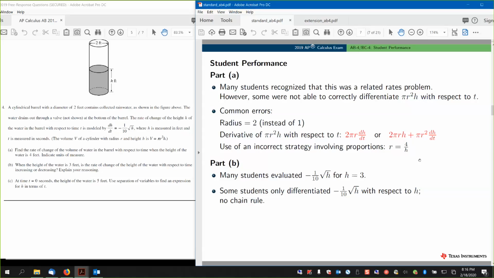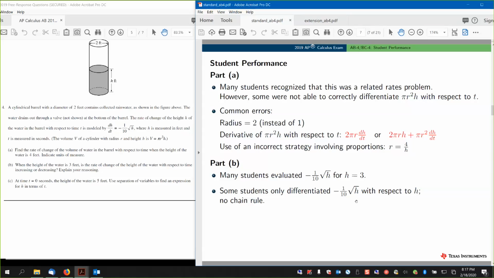So yeah, very interesting. And unfortunately, some students in this item right here actually made this problem harder than it was. They thought that this involved some proportions. And I'm sure that you teach this problem involving an inverted cone where you have similar triangles. And I think many students remembered that problem and used this relationship between r and h. And unfortunately, that's incorrect here. So in part B, unfortunately, many students simply evaluated dHdt with h equal to 3. That's certainly not right. And some students only differentiated this expression with respect to h. They did not employ the chain rule.